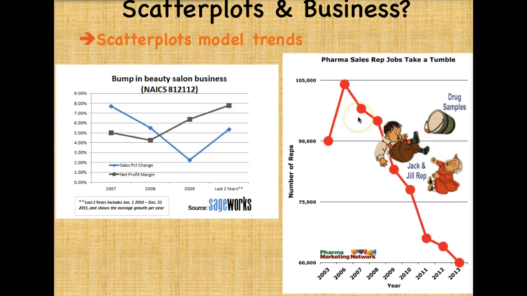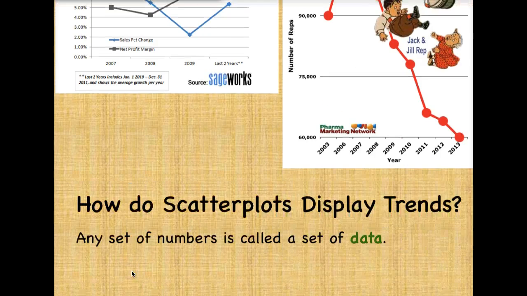In the second chart, we have pharma sales rep jobs take a tumble. It's pretty easy to see from the scatterplot that the number of reps has been decreasing rapidly over time, all the way to 2013 where we only have 60,000 compared to back in 2006 when we had 105,000. So creating a visual image of our data, in other words a scatterplot, can really help us to start to interpret what we have.